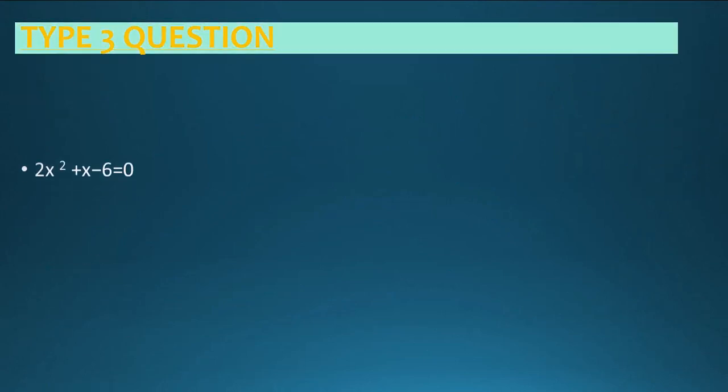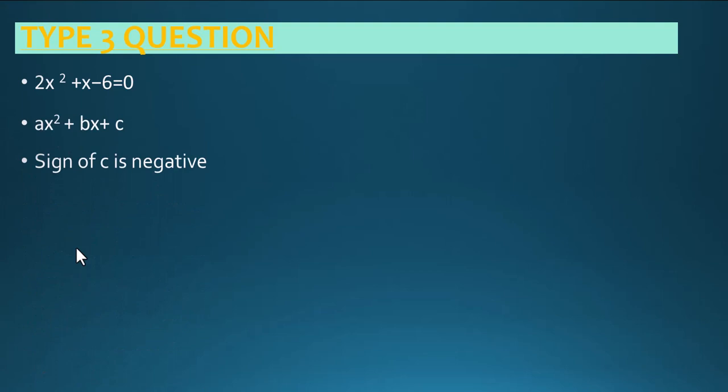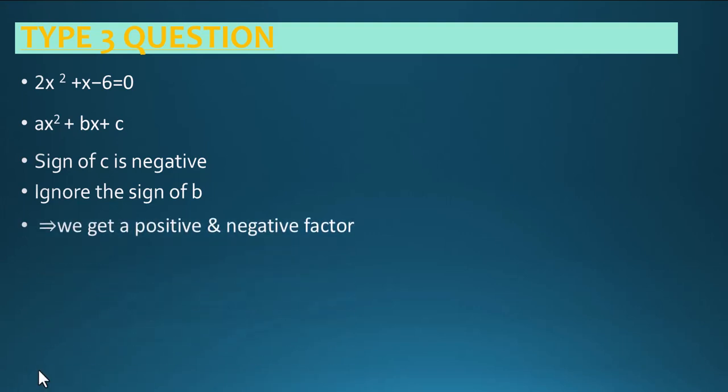Let's see a type 3 question. 2x square plus x minus 6 equals 0. Here the sign of C is negative. C equals minus 6, the sign of C is negative. So then we don't have to check the signs of A and B. If the sign of C is negative, compulsorily we are going to get a positive and a negative factor. We don't have to consider the sign of A and B now.